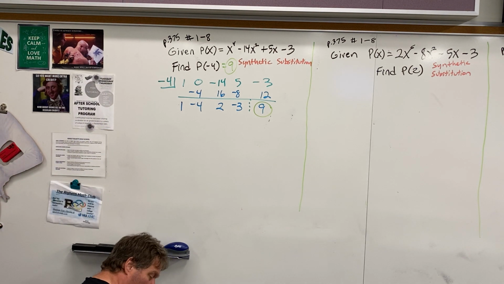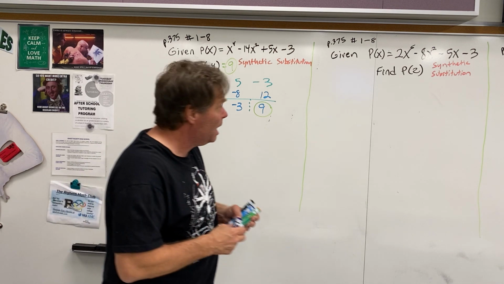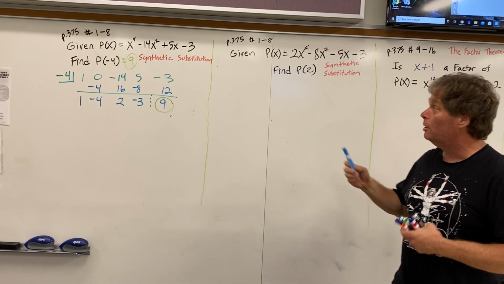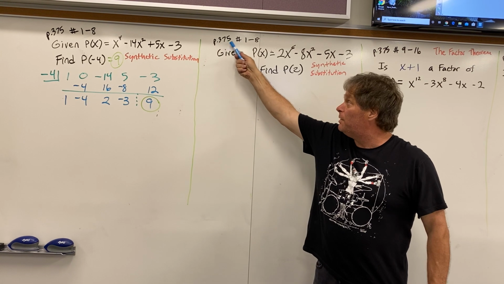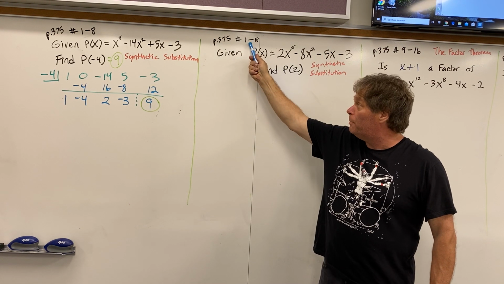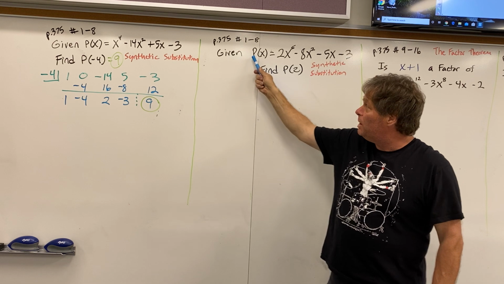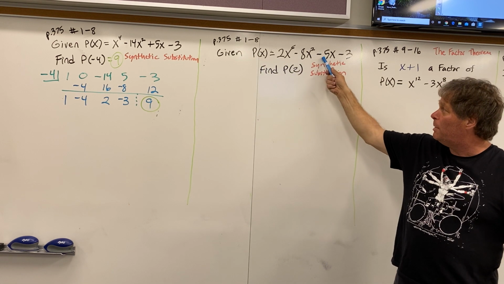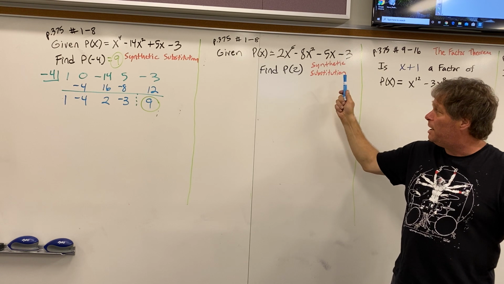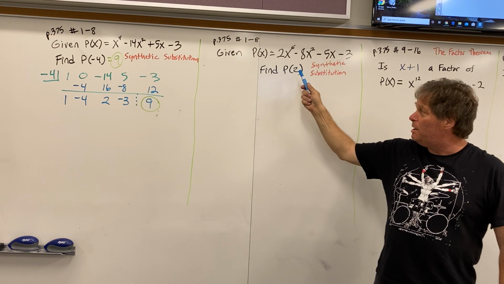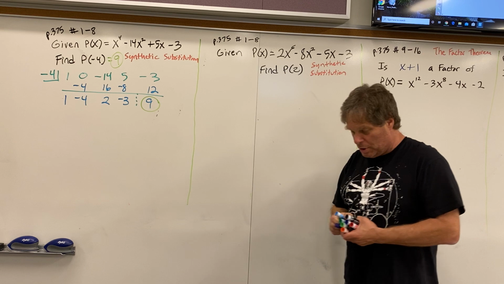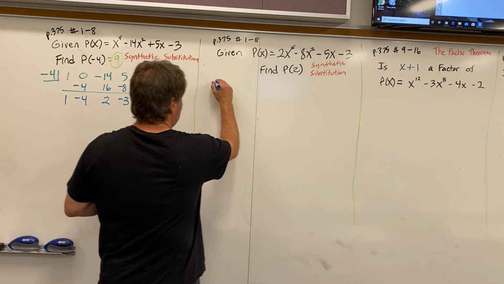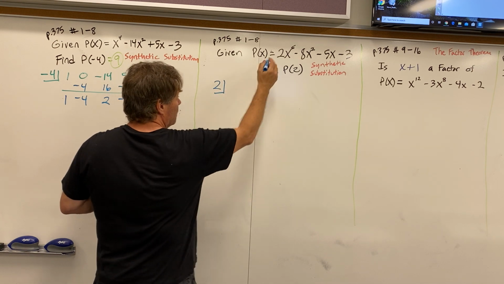Same exact problem, basically. I mean, different numbers, same exact idea, same exact instructions. Look, it's just like page 375, numbers 1 through 8, the problems you're going to be doing on the homework. Given this polynomial right here, 2x to the fifth minus 8x squared minus 5x minus 3, use synthetic substitution to find p of 2. So that means I'm going to do synthetic division with 2 as my root.